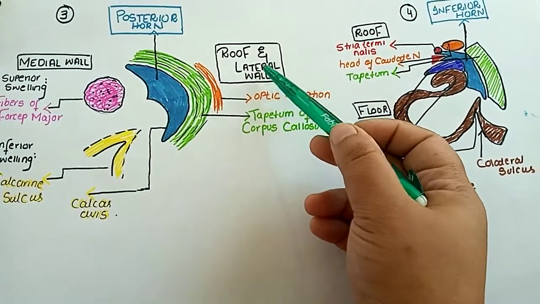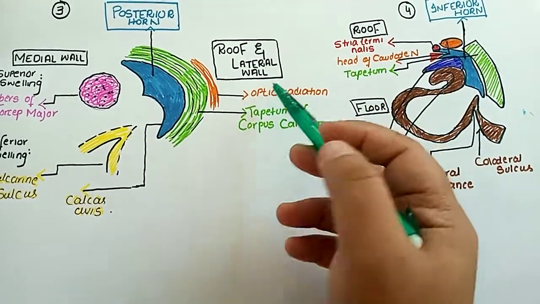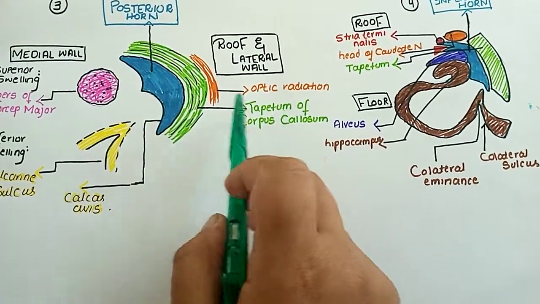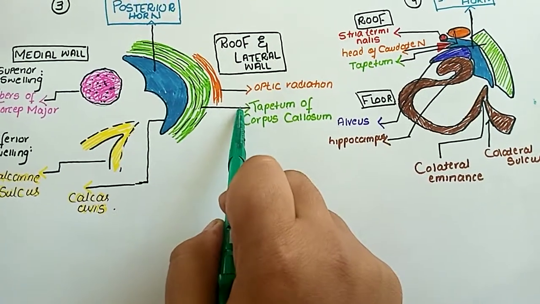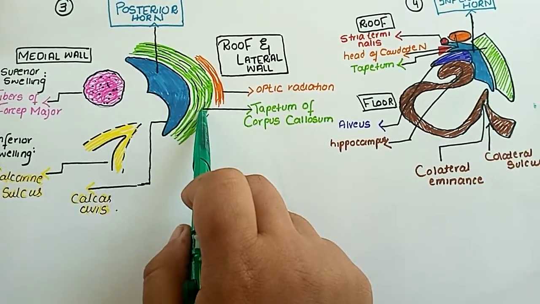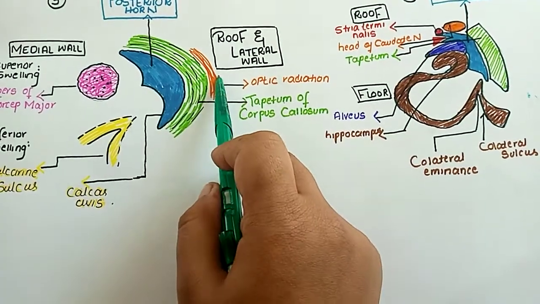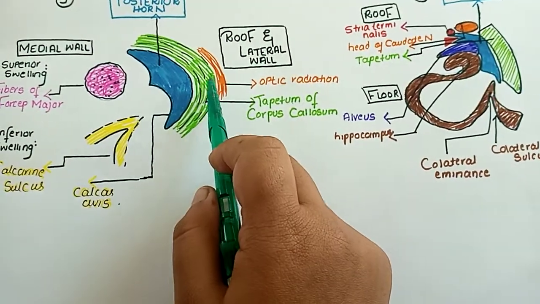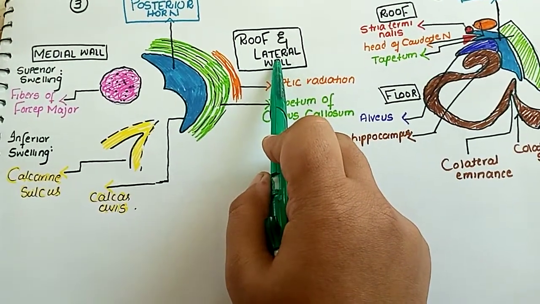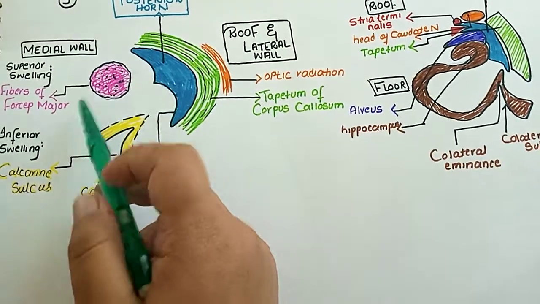And now let's move toward the posterior horn, which extends into the occipital lobe. The roof and the lateral wall of the posterior horn are made up of the same structure known as the tapetum of the corpus callosum. So basically, the tapetum of the corpus callosum is formed by the decussating fibers of the splenium of the corpus callosum, and lateral to the tapetum is the optic radiation. So these two structures contribute in the formation of the roof and lateral wall of the posterior horn, and the medial wall is made up of two swellings.